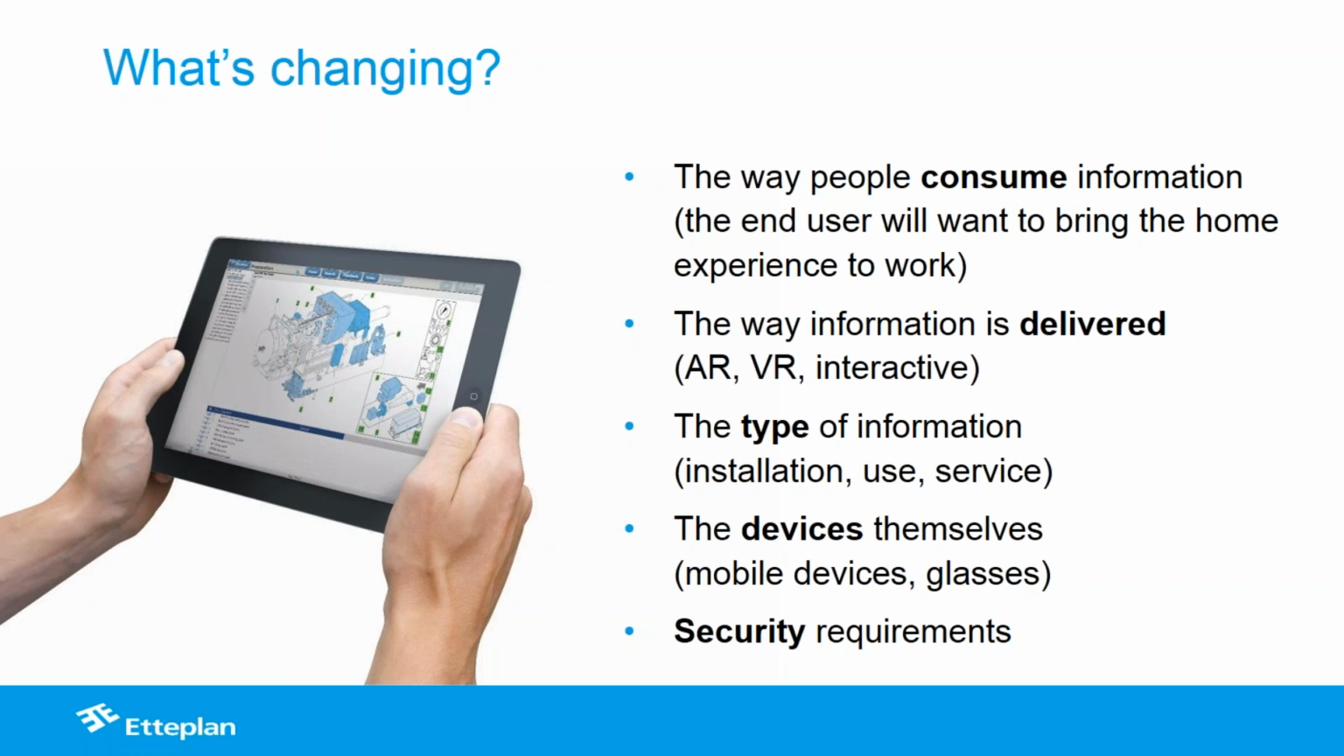So the type of information is also changing. It's not just all information in one. You don't necessarily want to have your installation, use, and service information all in one manual. That will make it even harder to find. So that needs to be split up depending on who your end user is.